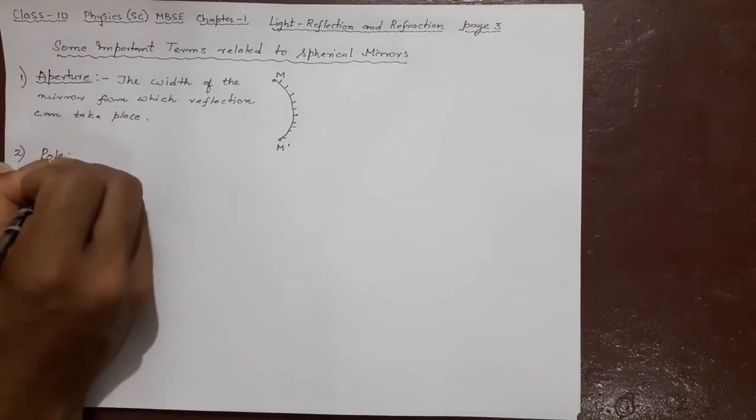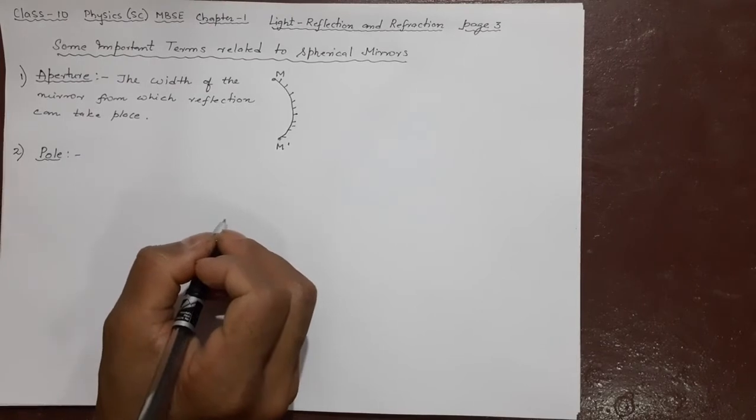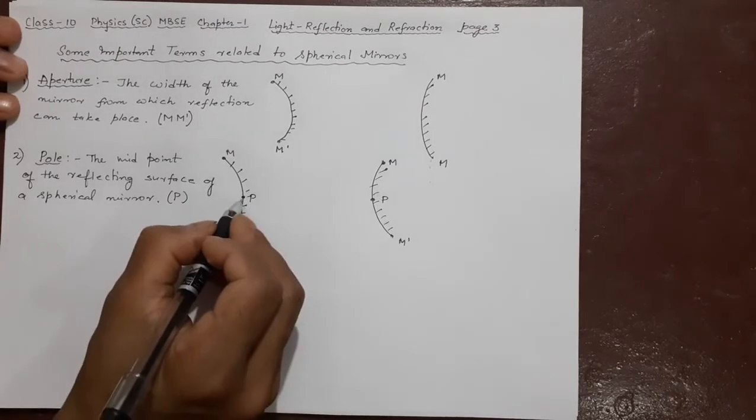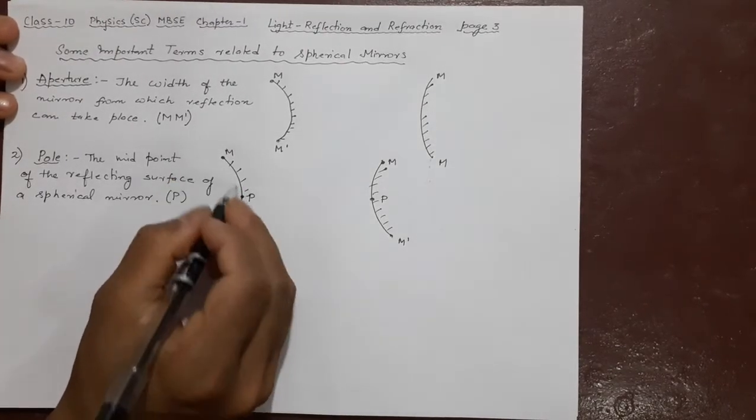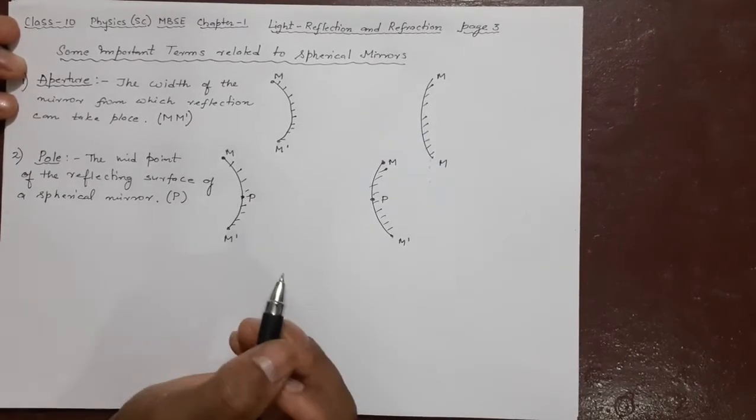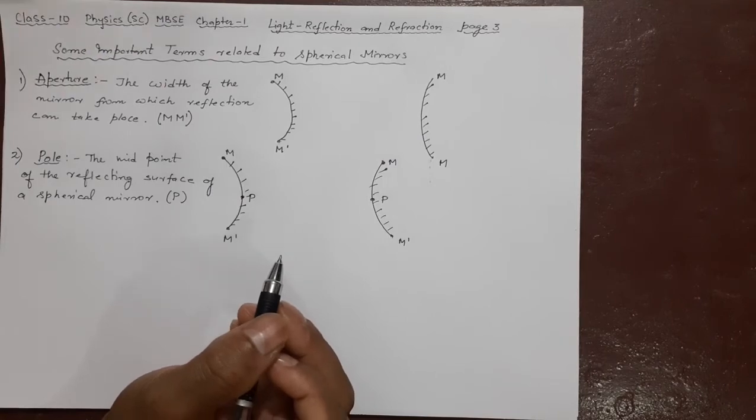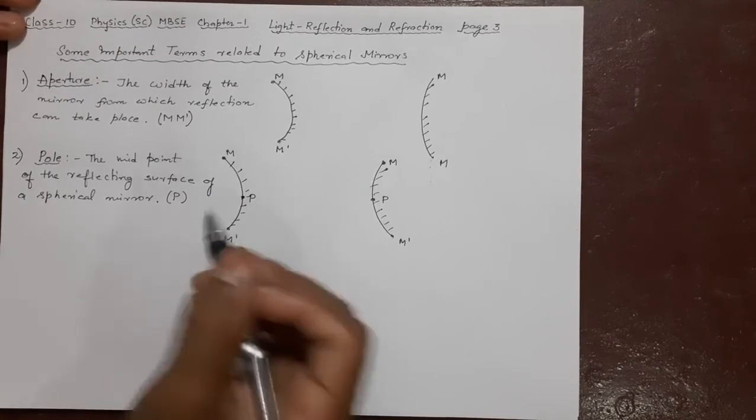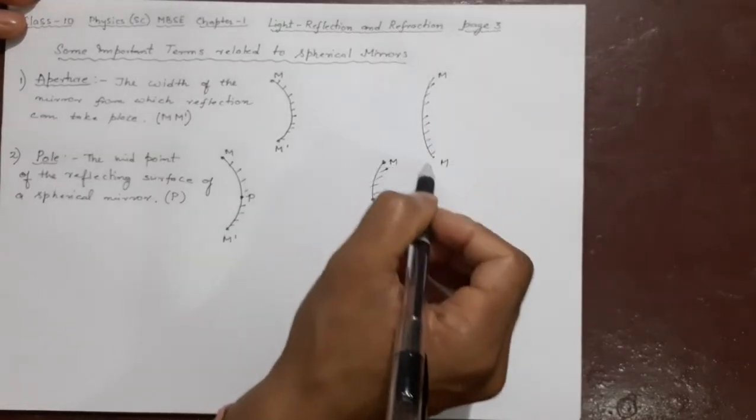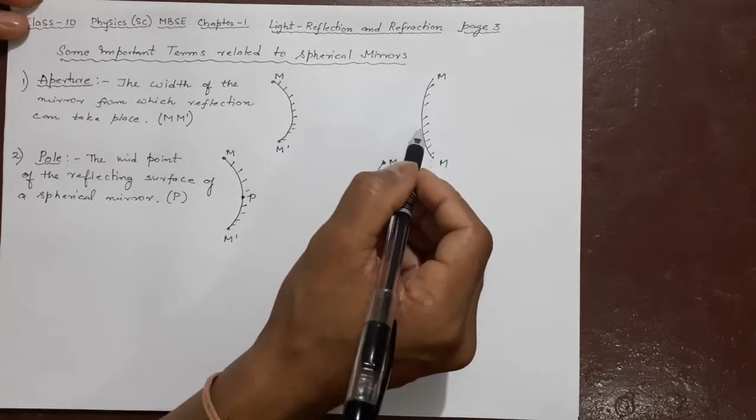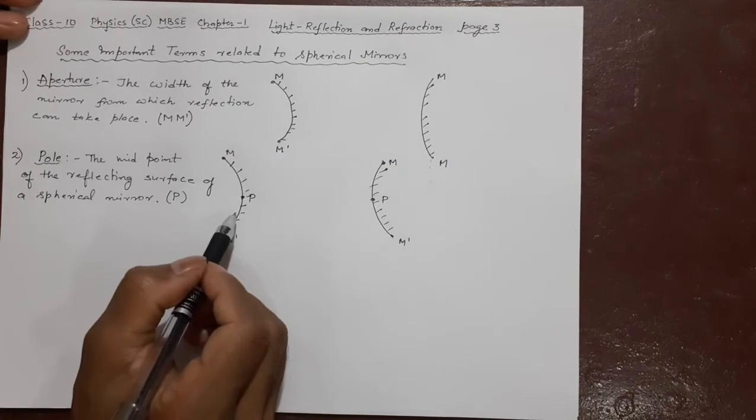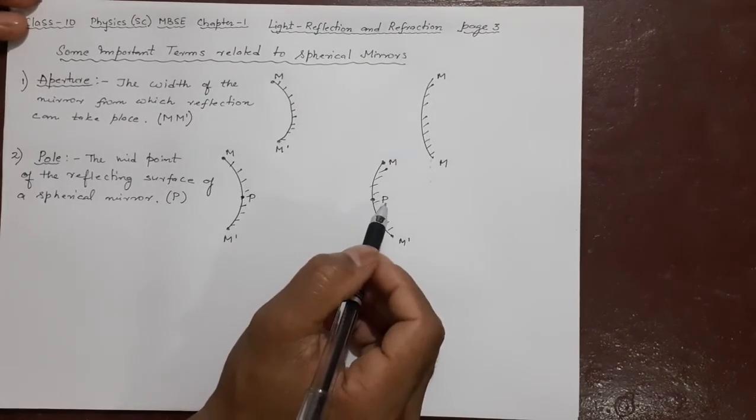Let's see what this pole is. Let me draw the diagram and tell you. Pole is this point. If there is this mirror, the size of the mirror is M M dash, which I already told you is the aperture, and its midpoint, exactly at the middle, is the pole. Pole is important because from there we take all the measurements. In the previous aperture example I gave you only a concave mirror. This will be the convex. This is a concave mirror, this is a convex mirror. Similarly the pole is like that for concave and for convex also.